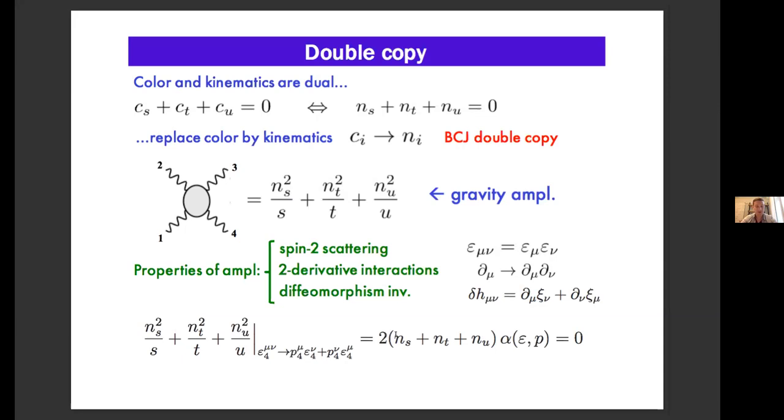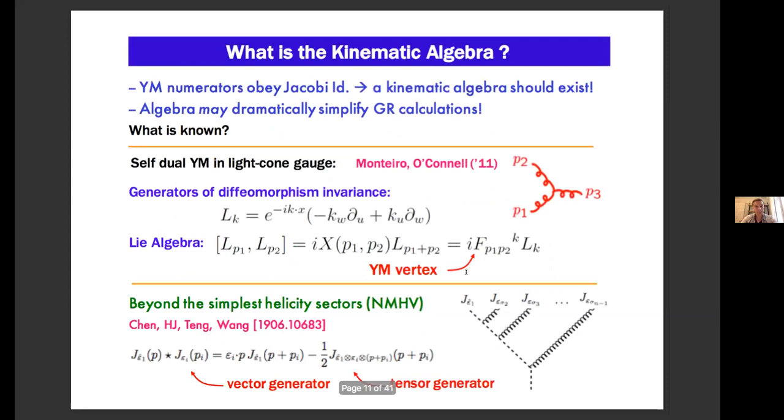So this is a very good way to think about why we impose some kind of numerator identities. Well, it's because we want to have diffeomorphism invariance when we do the double copy, right? And one question which has been around for a very long time and hasn't really been properly answered is, what is this interesting kinematic identity that we see? Could it be due to some kinematic Lie algebra or some more general mathematical structure?